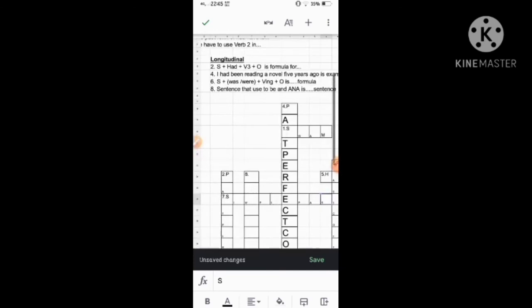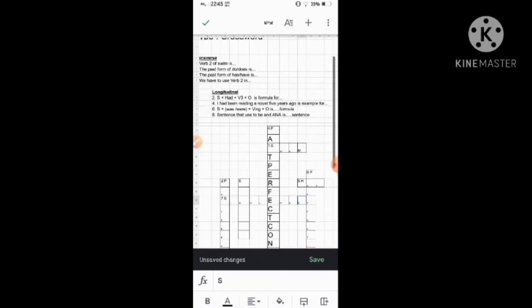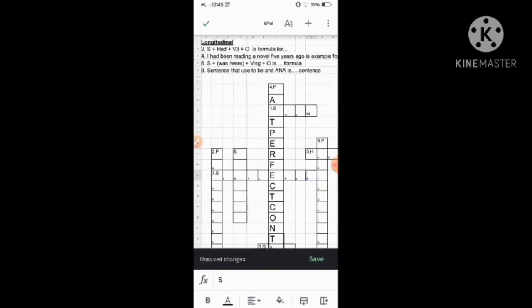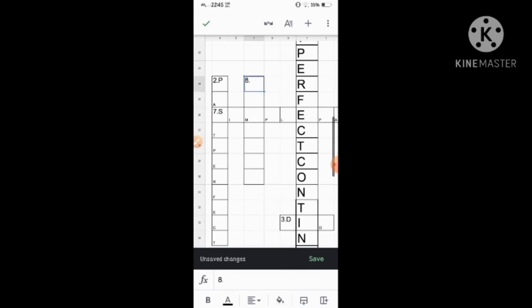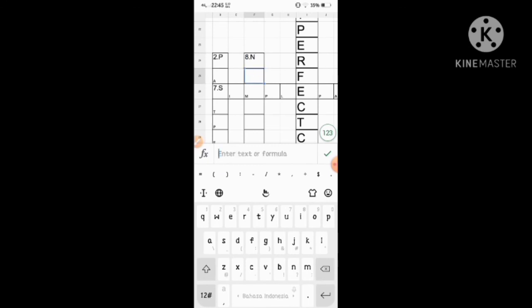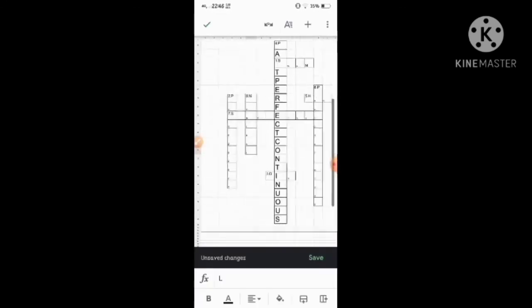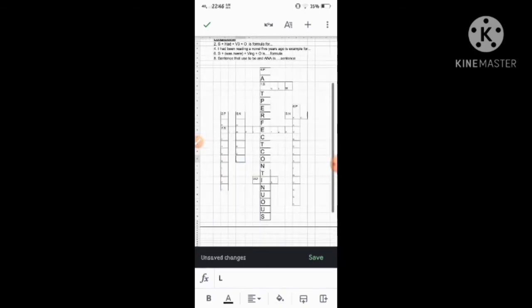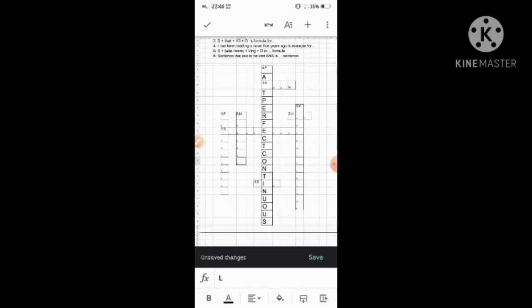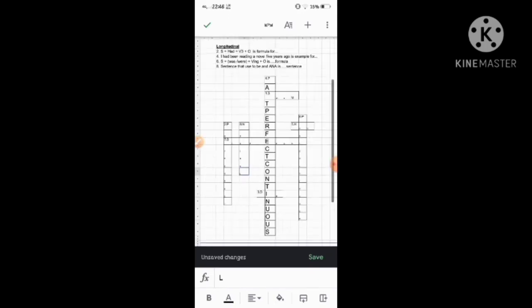Okay, next for the last number, number eight. The question is sentence that used to be Anna is blah blah blah sentence. Okay, the answer is nominal. Okay, it's all the answers of the games.